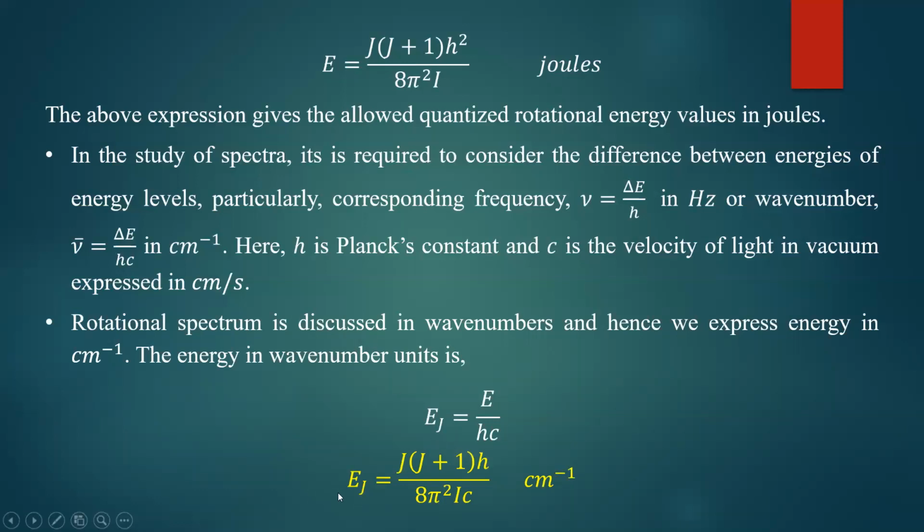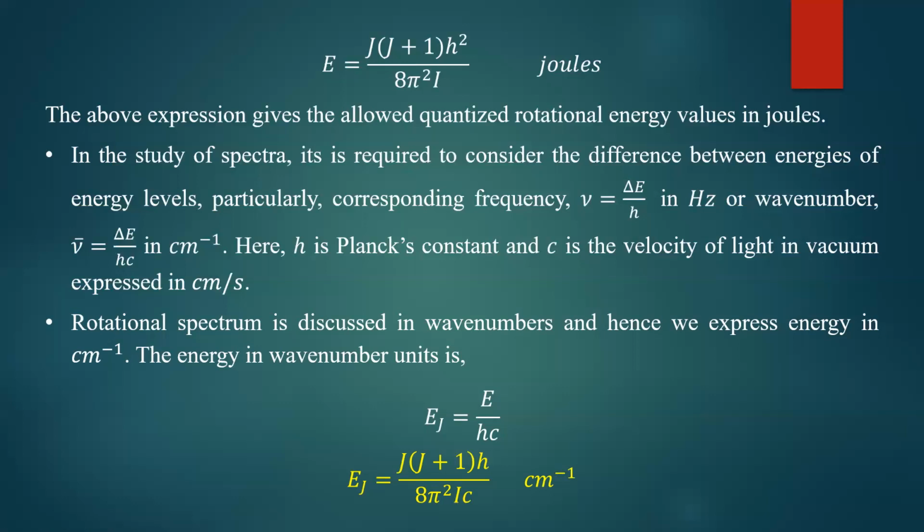So if you divide it, you will get E_J, that is energy in wave number unit, centimeter inverse, equal to J into J plus 1 h divided by 8 pi square I into c. If you divide it by hc, here there is an h square, h gets cancelled, only c will be observed in the denominator. This is the final expression for energy of the diatomic molecule.